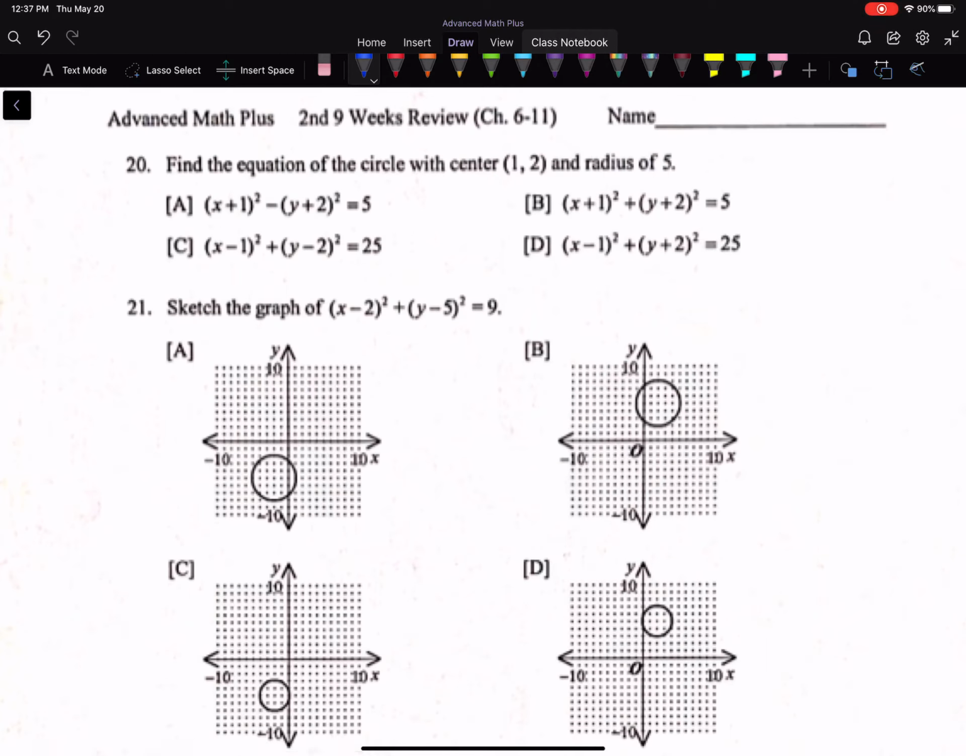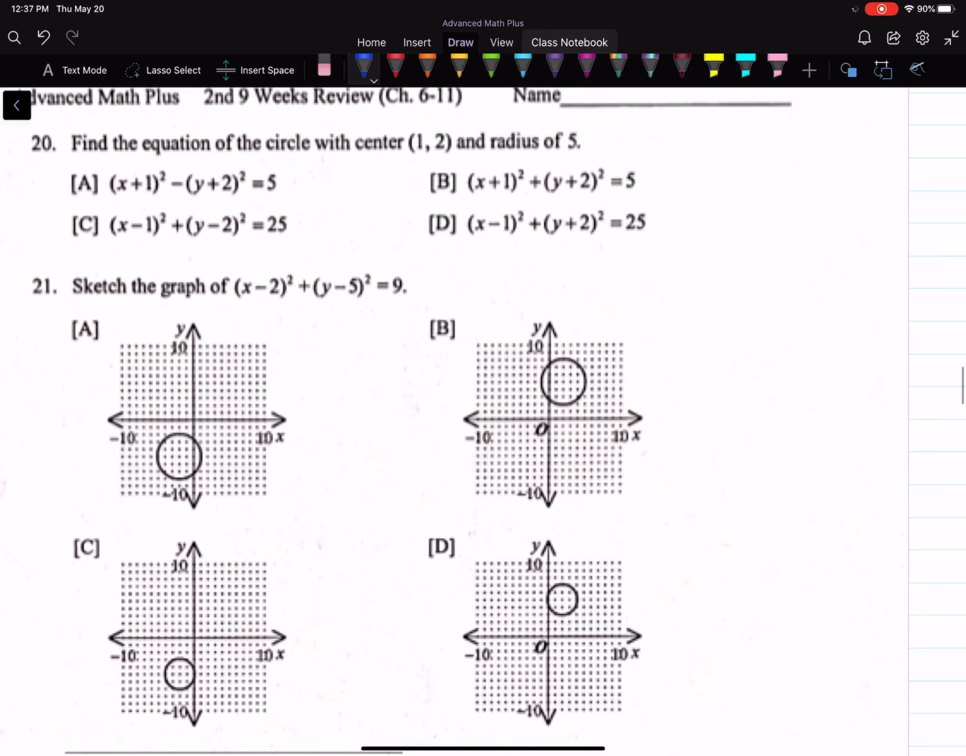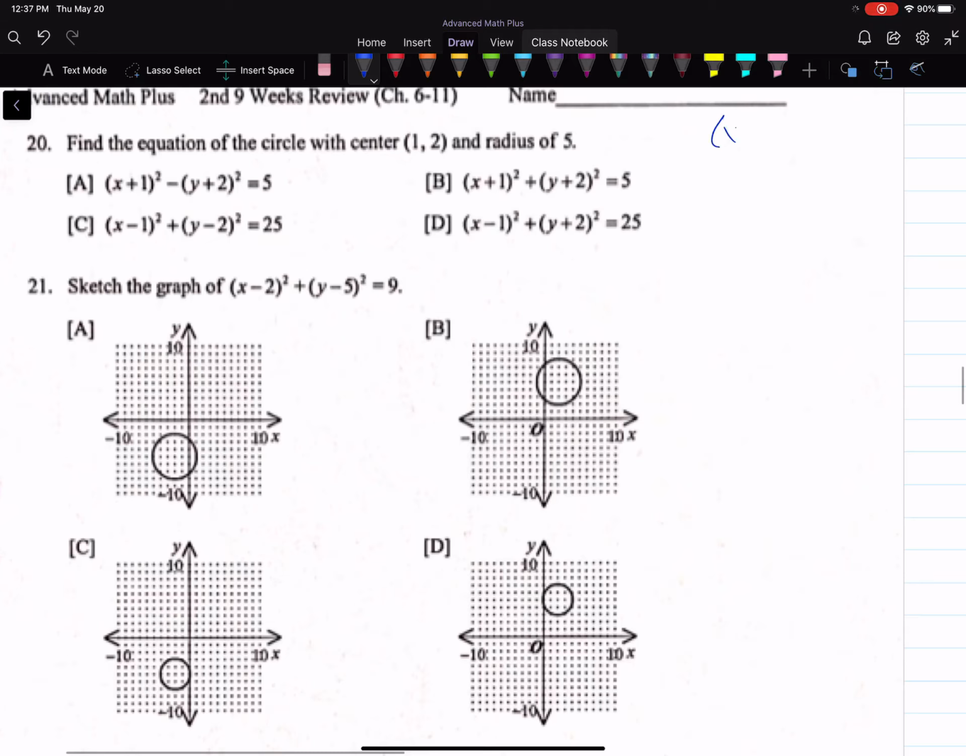All right, here's our circle equation. The equation of a circle you need to remember is x minus h squared plus y minus k squared equals r squared. And h and k is the center, and r is the radius. Okay? So it's actually pretty simple. They give us the center and the radius, so we just got to plug it in.